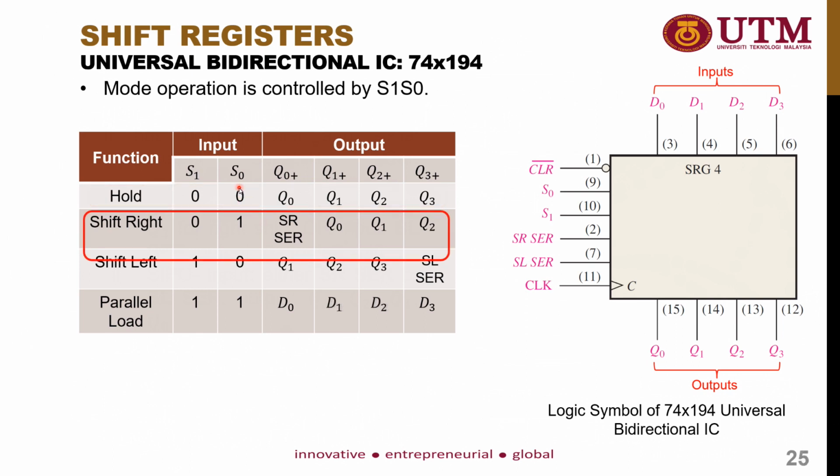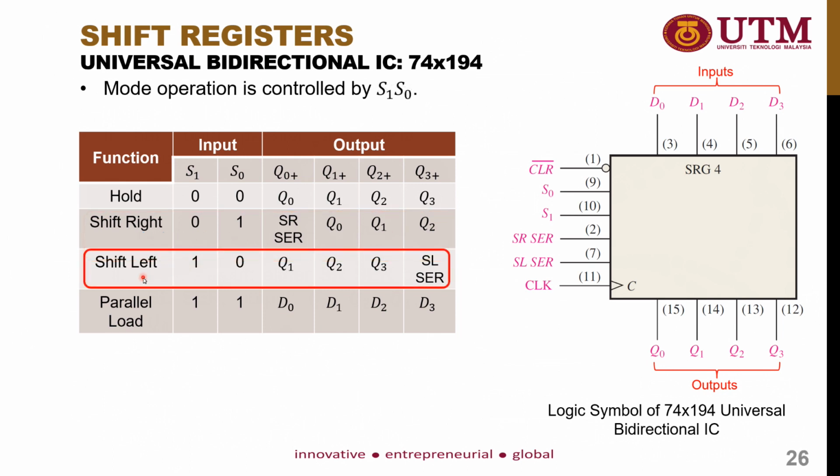Next is the shift right mode. What is shift right mode? In order to activate it, you need to give an input of 0 to S1 and an input of 1 to S0. Then it will activate the shift right function. For shift right, these are the next value of Q0, next value of Q1, next value of Q2, and next value of Q3. For the next value of Q0, a new input is inserted in order to shift the output to the right. The next output of Q1 comes from the previous output of Q0, the next output of Q2 comes from the previous output of Q1, and the next value of Q3 comes from the previous output of Q2. So this is shift right mode.